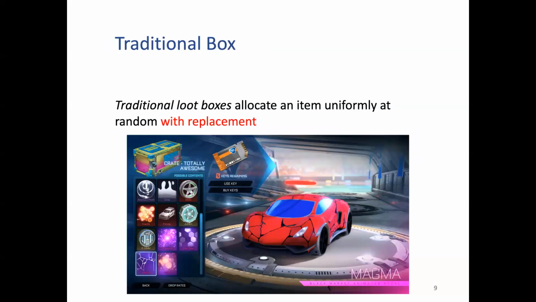A traditional box is simple. Traditional loot boxes allocate an item uniformly at random with replacement. So each time, you have a 1/n probability to receive each item. As a result, you will receive duplicates in some cases. Actually, the previous example is a traditional box. So this is very simple, 1/n for each item.